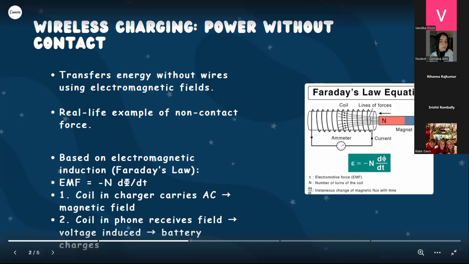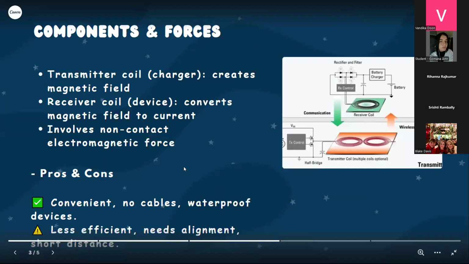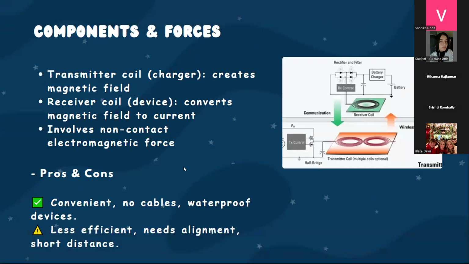So inside the charger, there is a coil that carries alternating current, which makes a changing magnetic field. That field travels through the air, and the coil inside the phone catches it, creating a voltage. And that's how your phone gets charged. We can see now the components and the forces it used.